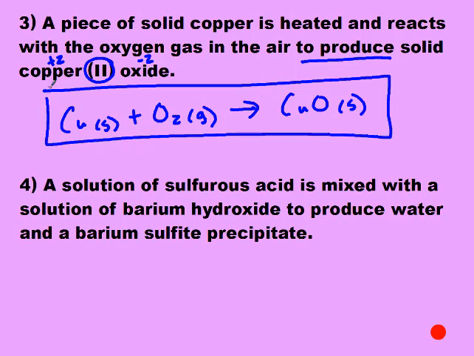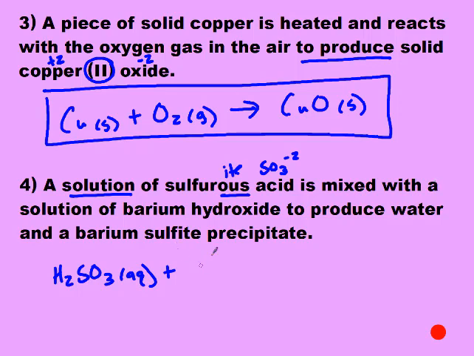Finally, go ahead and pause and solve number 4. Restart when you're done. Sulfurous acid, OUS, came from ITE. Sulfite is SO3 with a -2 charge, so we needed 2 hydrogens in front. And it's a solution. Solutions are going to be AQ.